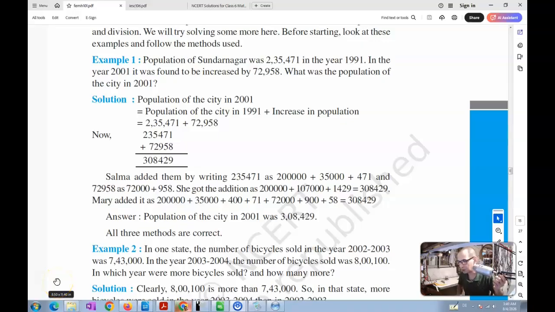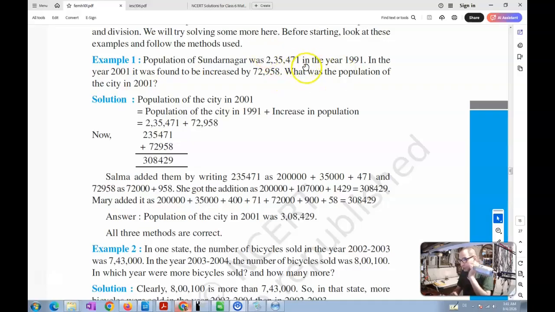Okay, so now let's take a look at these examples. It says that the population of Sundarnagar, which is supposed to be the name of some place in India, was 235,471 in the year 1991. In the year 2001, it was found to have increased by 72,958. What was the population of the city in 2001?